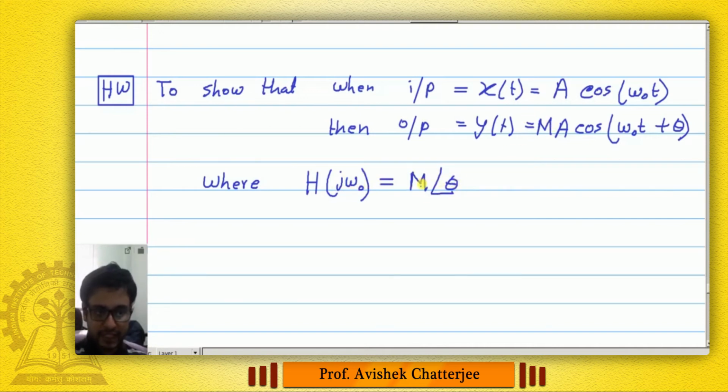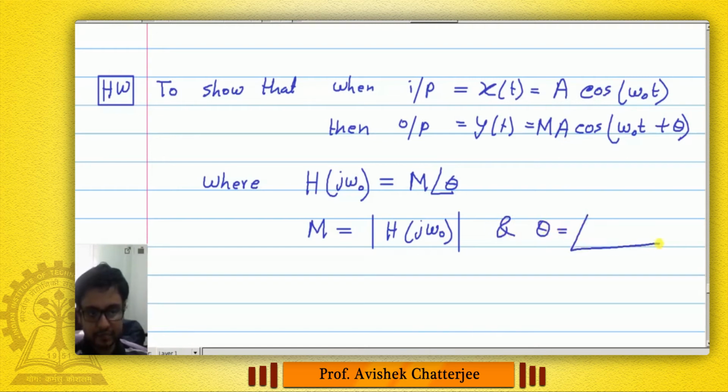That means M is the magnitude of H(jω₀) and θ is the angle of H(jω₀). Let me write that also. M is the magnitude of H(jω₀), the Fourier transform of the impulse response at the frequency ω₀, and θ is the angle of H(jω₀). Okay, prove this, that is your homework.